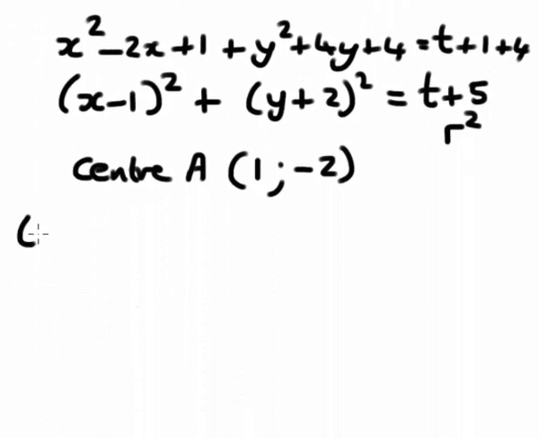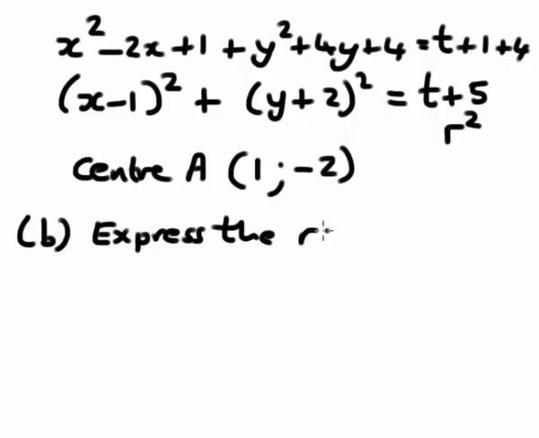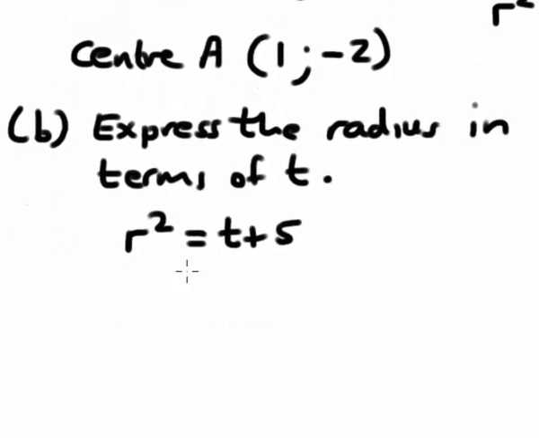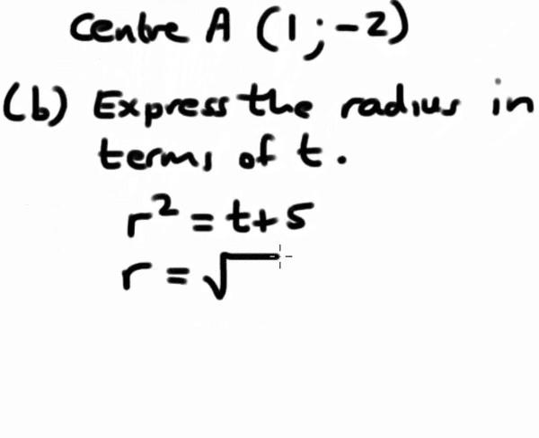The next question I want to discuss is: express the radius in terms of t. Now, what do we know? We know that r squared is t plus 5. That is, the radius squared is t plus 5. So the radius is then the square root of t plus 5. That is expressed in terms of t.